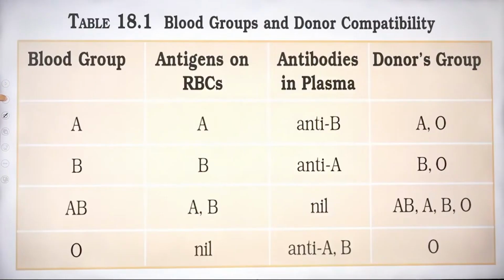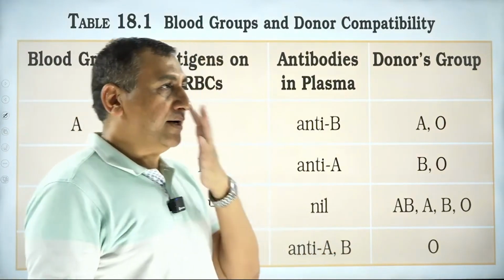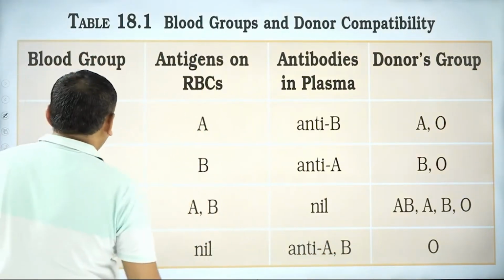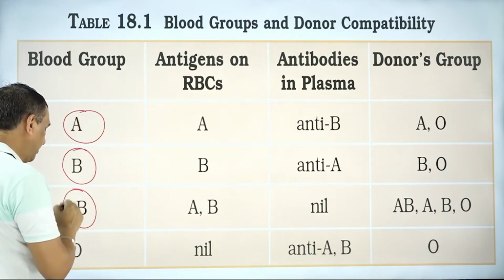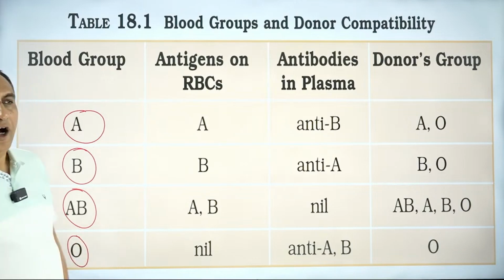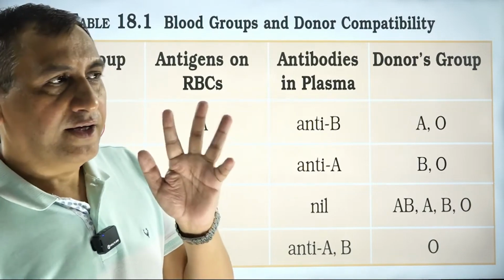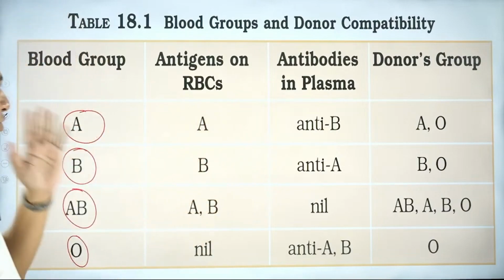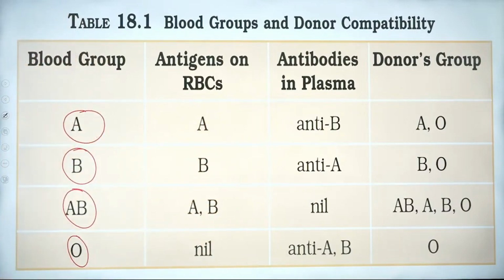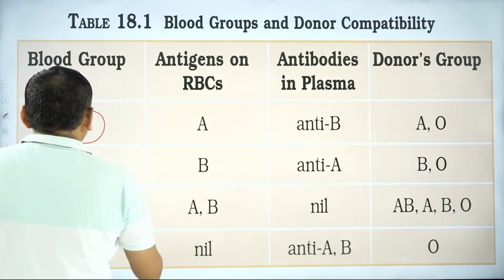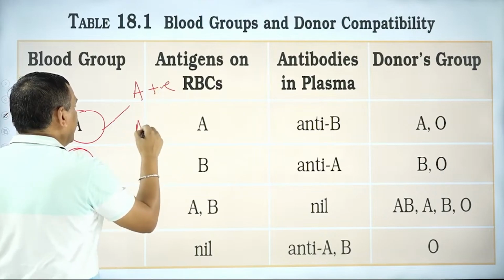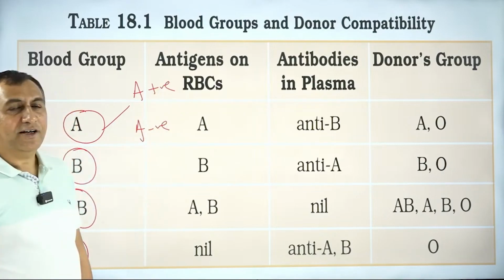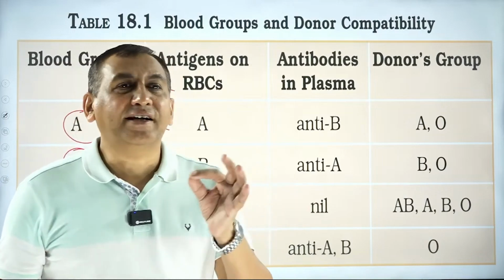Now it is the introductory part, so I am saying things in fewer words. We have different types of blood groups: A blood group, B blood group, AB blood group and O blood group. How many types of blood groups are there? A, B, AB and O. If I write A positive and A negative, anyone say, what is the meaning of positive and negative here?